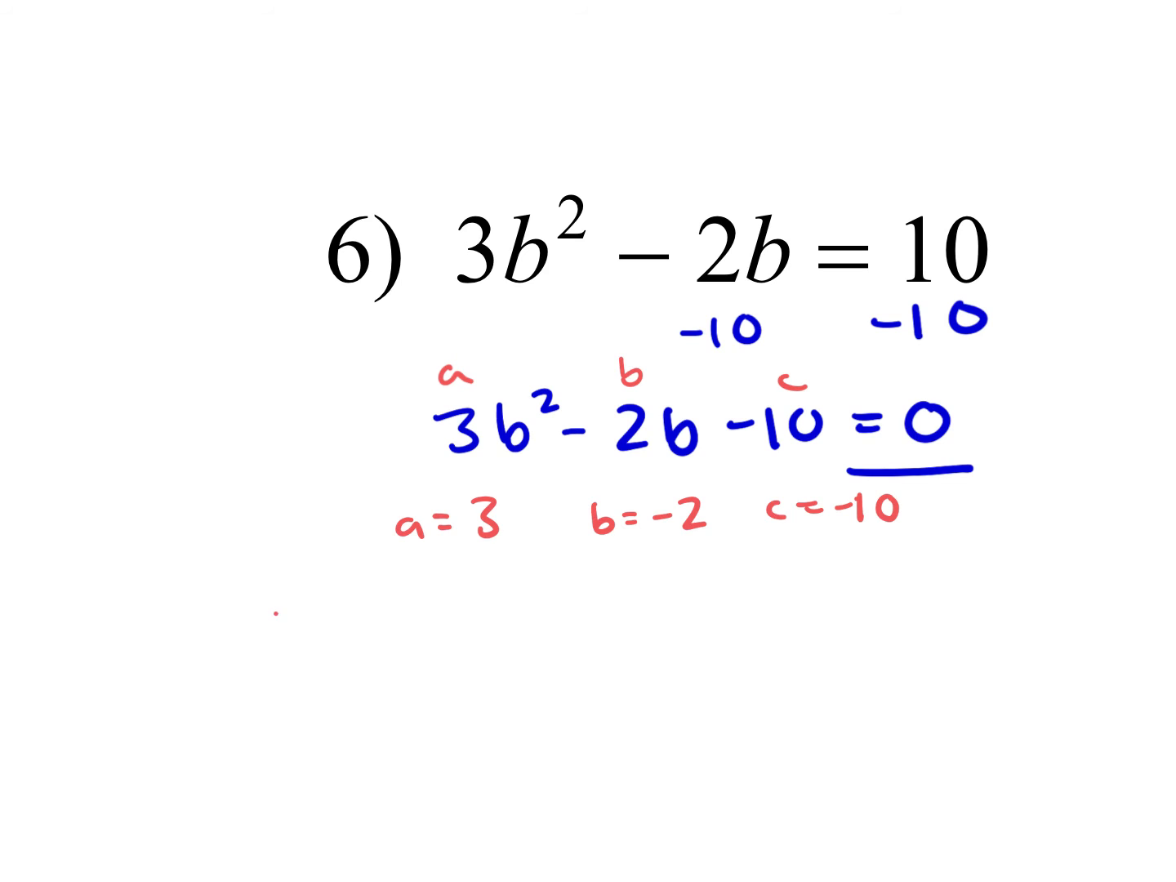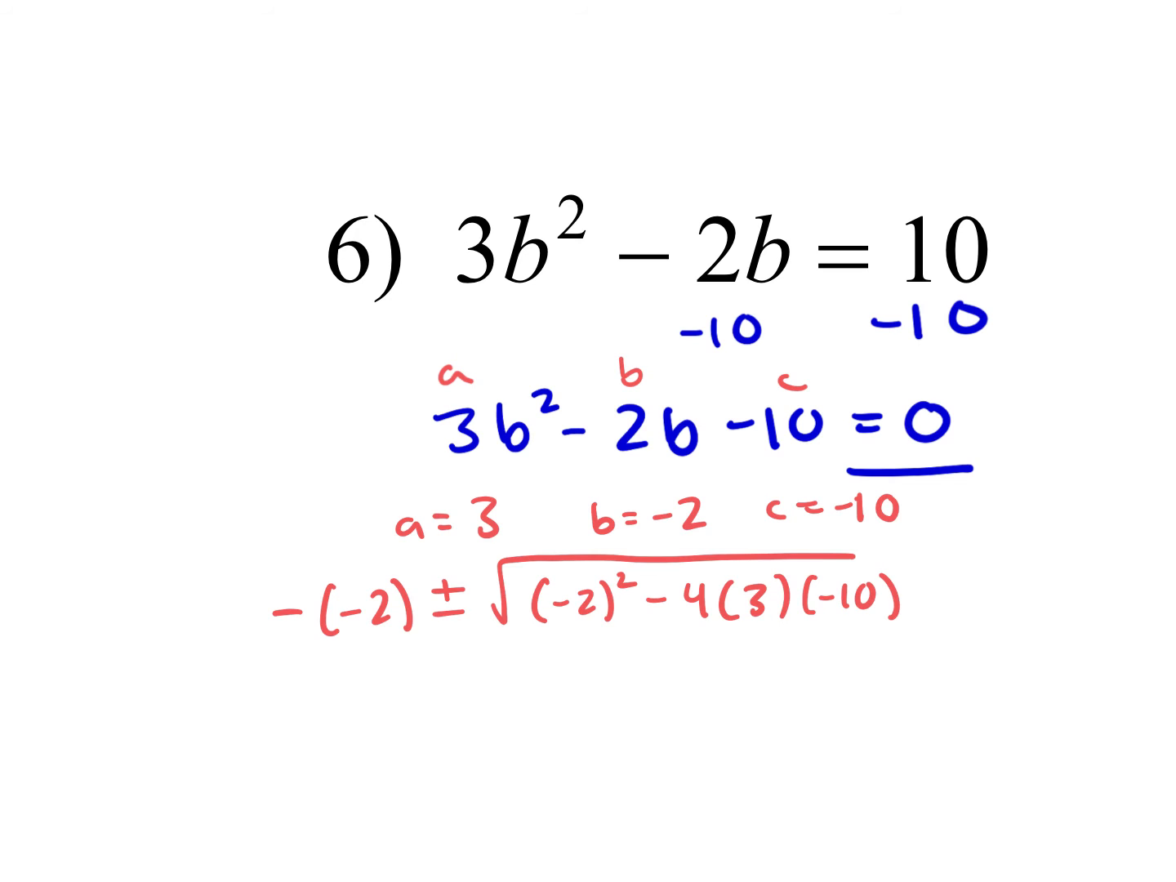So then we plug it in. Negative b, so negative 2, plus or minus the square root of b squared minus 4 times 3 times negative 10 over 2a. So 2 times 3.